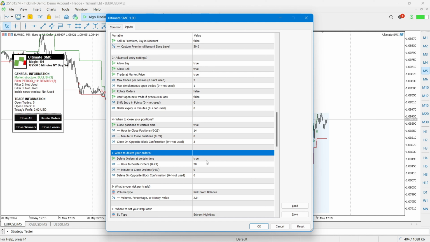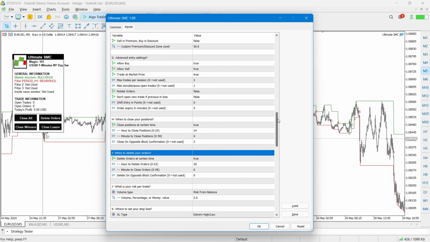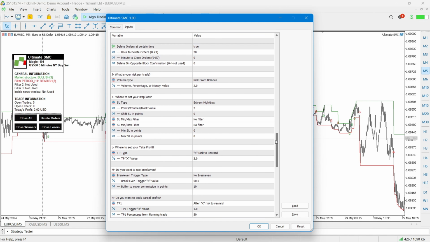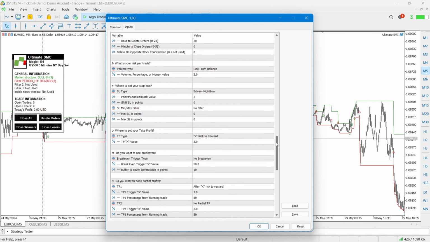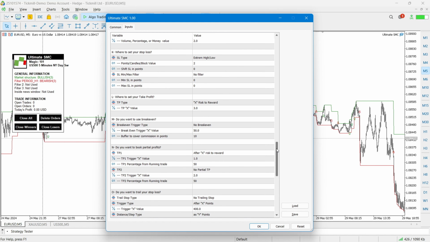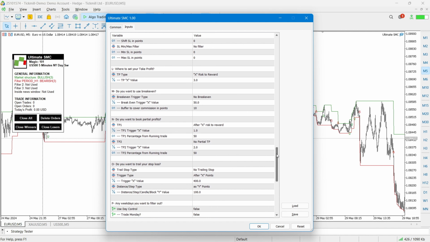Hope this video is useful for you. In the next video, I'm going to talk more about risk. I'm also going to talk about how to set the stop loss, how to set the take profit, the break-even mechanism, the partial take profit, and the trailing stop. So it's all about managing the trade once it is set.